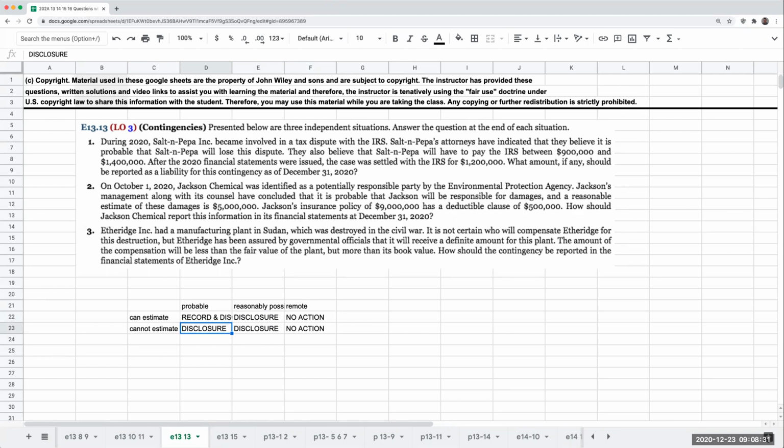During 2020, Salt and Pepper became involved in a tax dispute with the IRS. Their attorneys have indicated that they believe it is probable that Salt and Pepper will lose this dispute. They also believe that Salt and Pepper will have to pay the IRS between $900,000 and $1.4 million. After the financial statements were issued, the case is settled with the IRS for $1.2 million. What amount, if any, should be reported as a liability for this contingency as of December 31st?